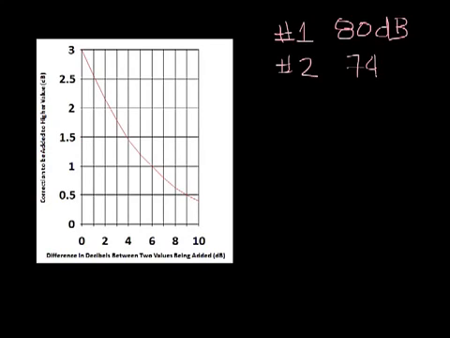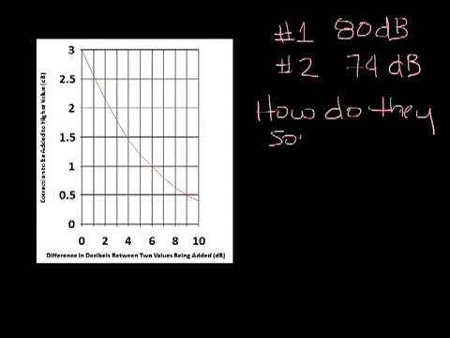Say you have two sound sources. One source is 80 dB and another source is 74 dB, and we're assuming it's in the same frequency. How do those sound sources add? How loud are they together?